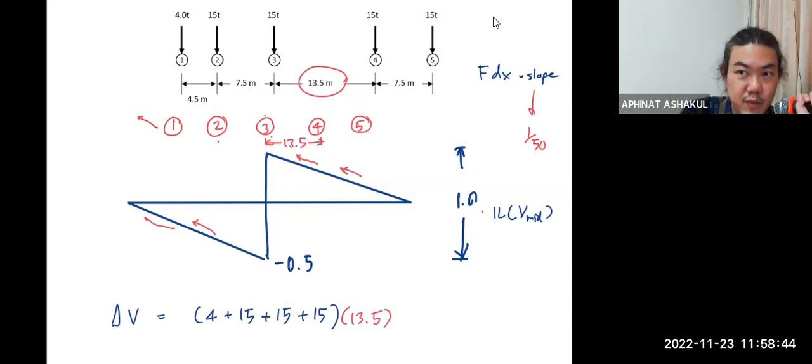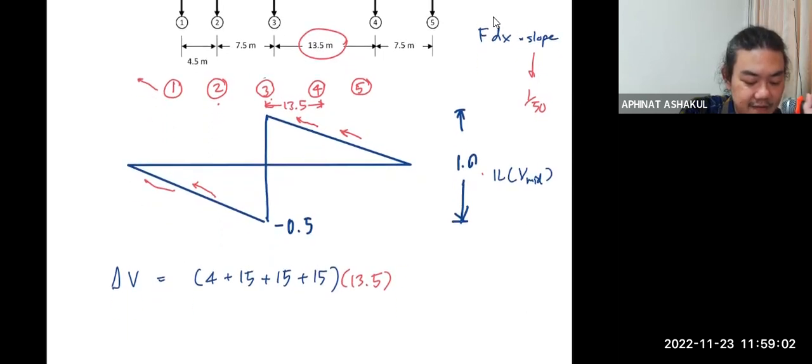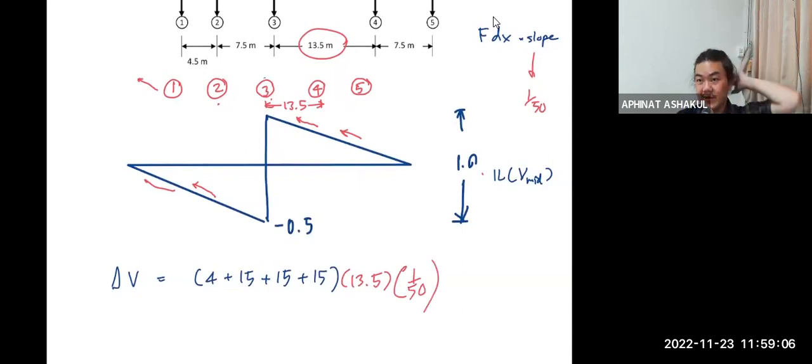Correct? Because that's what we agreed upon, the distance that the load has to move in order for load number 4 to replace load number 3 at midspan. It's the distance between them. So that's how much needs to move. And then we have the slope 1/50. So see how easy that is? That's how much the shear at midspan will increase when load number 1, 2, 4, and 5 move.